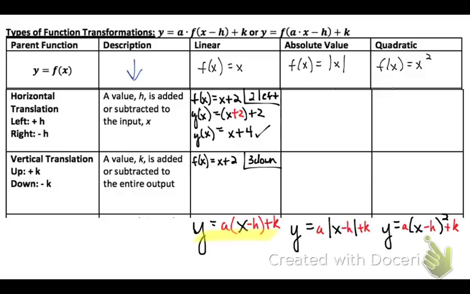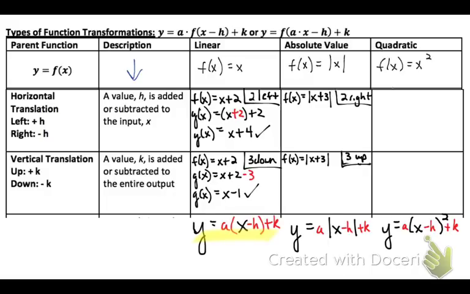Now for a vertical translation, we're either going to add or subtract a value at the end. So if we want to shift this 3 down, we will take our original function, which is x plus 2, and then we're going to subtract 3 in the k value location. So that's just at the end. So our final transformed equation will be x minus 1.